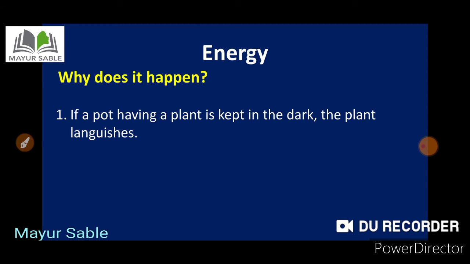As we know, plants need solar energy, the energy from the sun, for the process of photosynthesis, which is an important life process in plants. So when we put the plant in a dark place, what happens? They do not get any sunlight, therefore that plant languishes. And remember, sunlight is a form of energy.